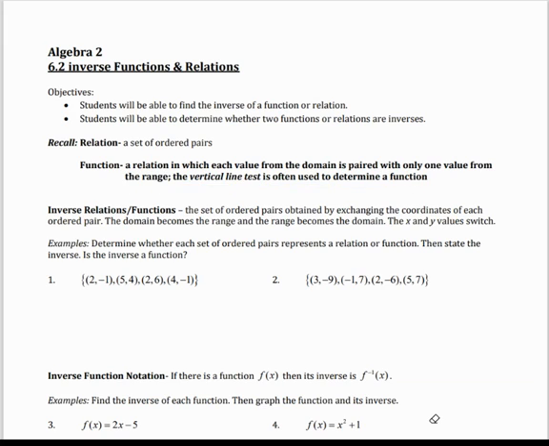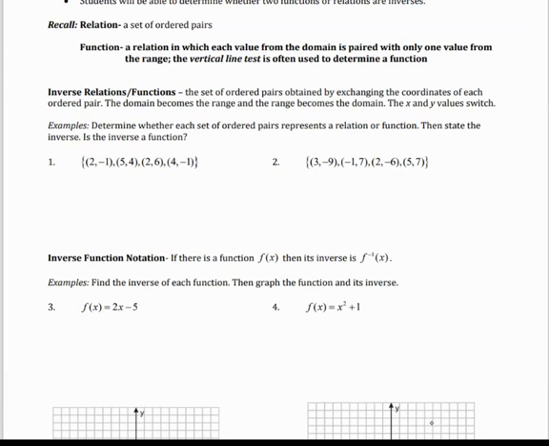So let's look at our first example here. Our first example is a set of ordered pairs, and we're asked to first determine, is this just a relation or is it actually a function? So we're going to see if each x is only paired with a y. We have 2 with -1, 5 with 4, but now 2 is being paired with 6, and it had been paired with -1. So that domain value is being paired with multiple range values. So this is not a function. It's just a relation.